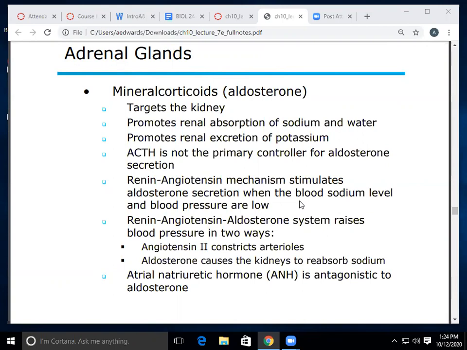So when you're watering the grass, put your thumb over the opening of the hose. What does it do? It has more pressure, makes the water come out a little bit faster, right? So if you constrict the vessel, you're increasing the pressure. Okay. All right, so aldosterone also helps your kidneys reabsorb sodium.